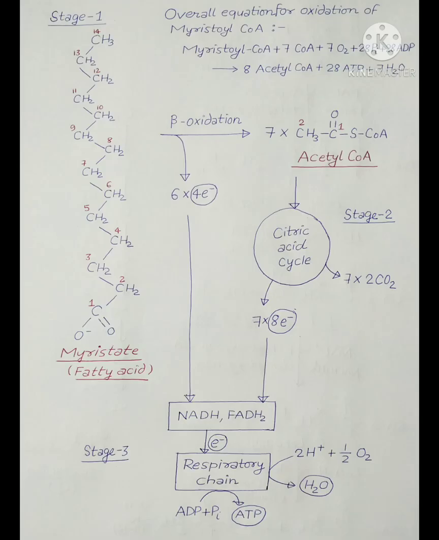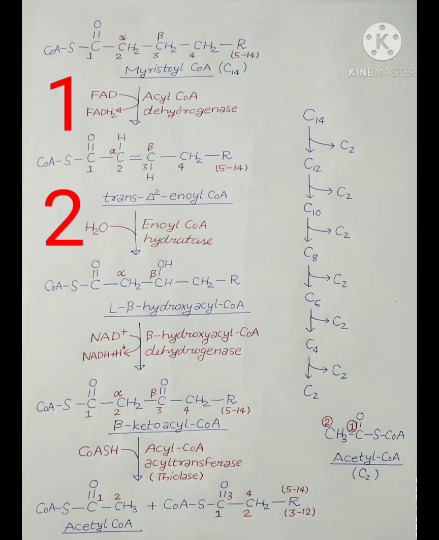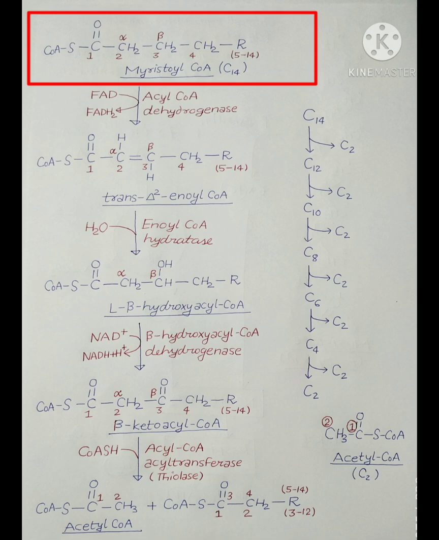Well, beta oxidation is not a single step. It completes in 4 steps. Beta oxidation has 4 basic steps which we will discuss. So, the formation of 7 molecules of acetyl coenzyme A from 1 molecule of myristic acid completes in 24 steps.